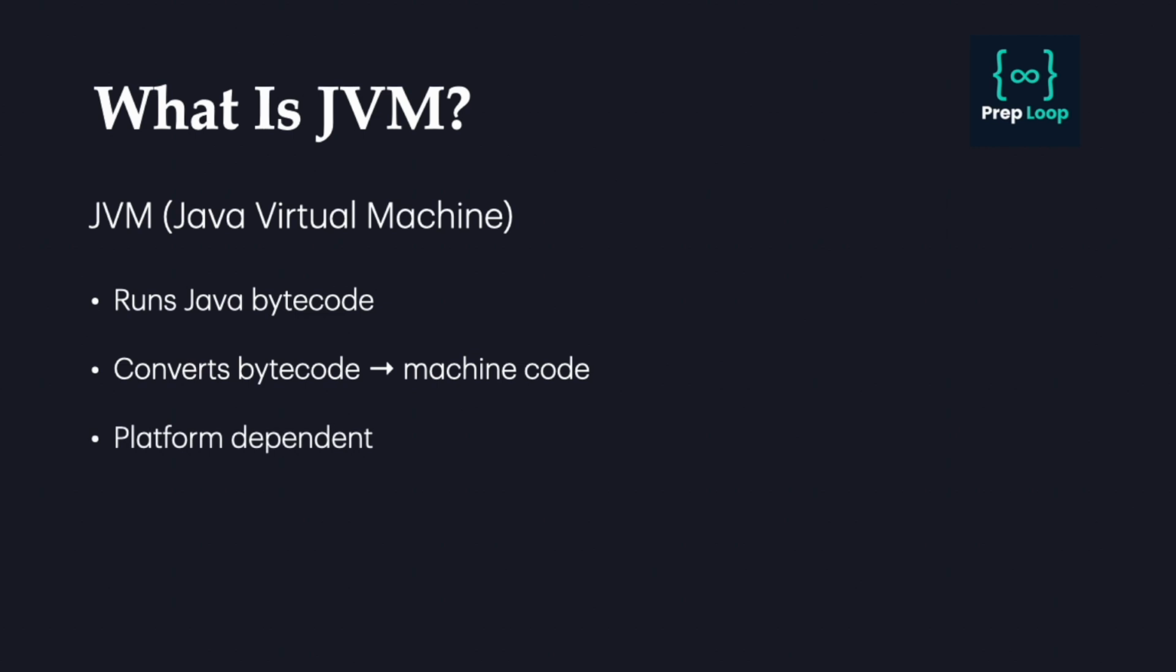So one important thing to remember here: Java is platform independent, but JVM itself is platform dependent. That means Windows has a different JVM, Mac has a different JVM, and Linux has a different JVM.